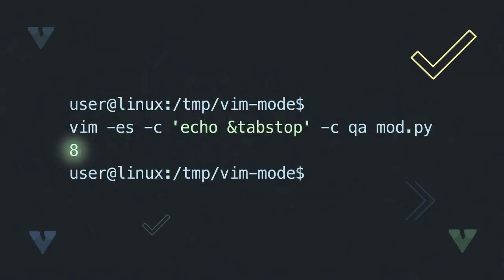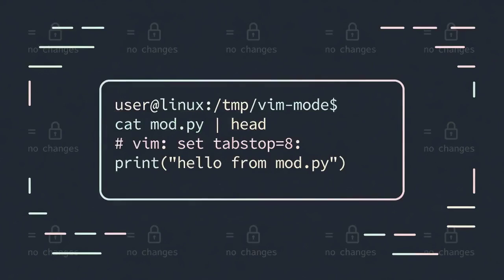Now the verification step. We invoke Vim with -es for silent ex mode, then -c echo &tabstop to print the current tabstop value, and -c qa to quit all after running the commands. The output is just the number 8, proof that Vim read the modeline on line 1 and applied tabstop equals 8 before quitting.